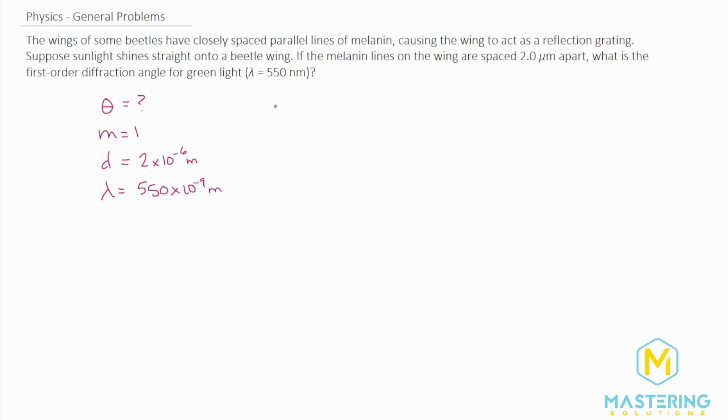We're going to be using sine of theta is equal to m times lambda over d. Now, to isolate theta, we've done this in a lot of the previous questions. We just take the inverse sine, of course. So theta equals inverse sine of m lambda over d. And we have everything, so let's plug it in and find this out.